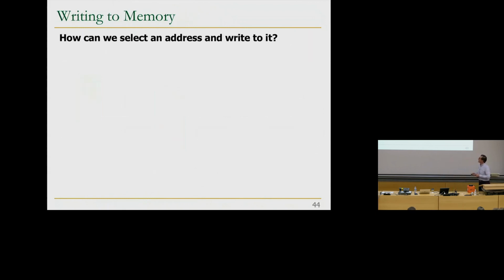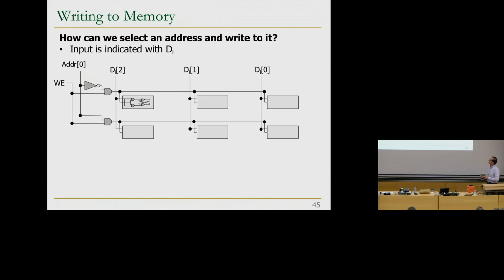Okay, let's take a look at how we write to this memory. We're going to make it a little bit more complex. It's just reading. We should be able to write also. How can we select an address and write to it? Again, this is our memory. I'm going to make this a bit more complicated, so we're not going to be able to just read. Now this is the write circuitry over here.